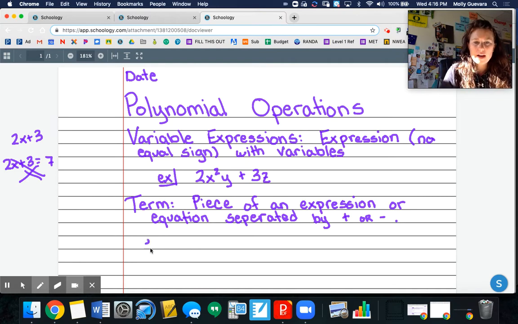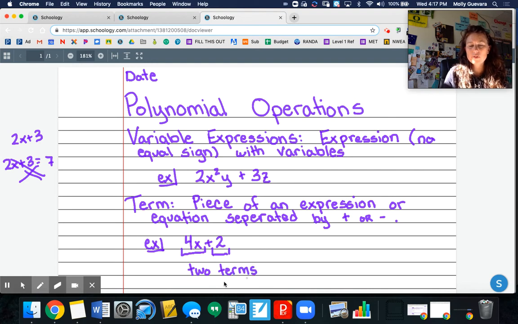What I mean by that is, let's say I have a variable expression that's 4x plus 2. 4x is one term and 2 is one term. So there are two terms in this expression. You can have an expression with one term or 6 terms, but in this case, there are two terms, 4x and 2, separated by this plus sign.